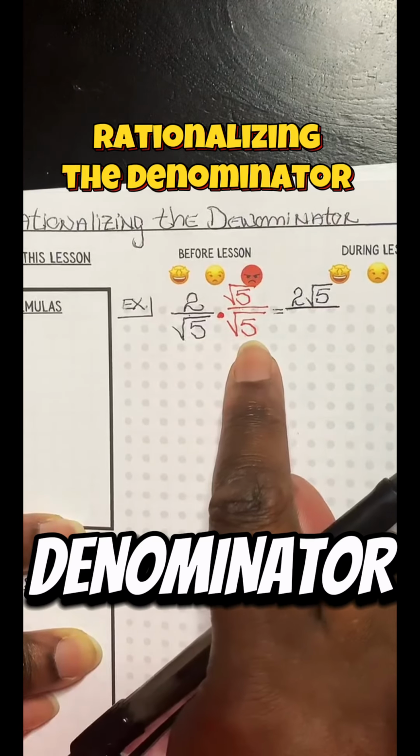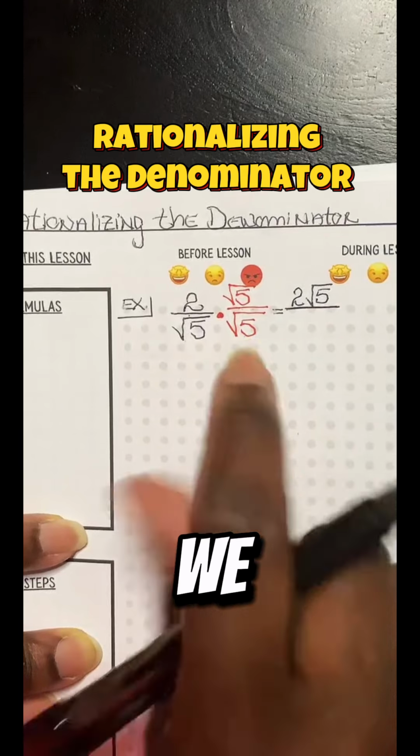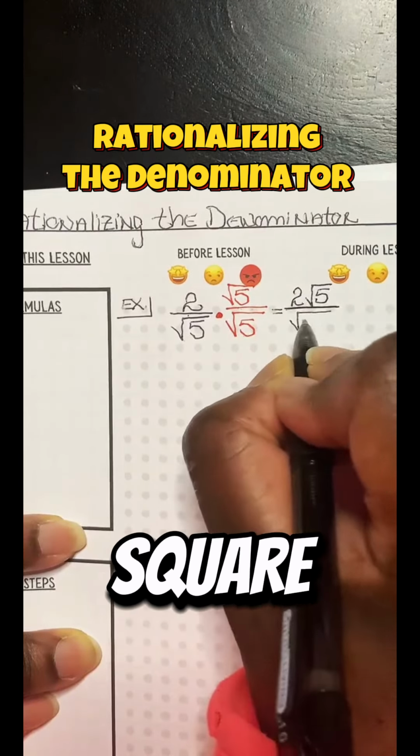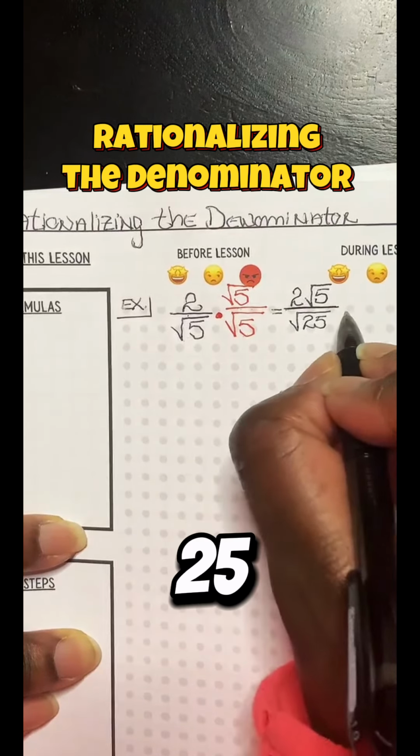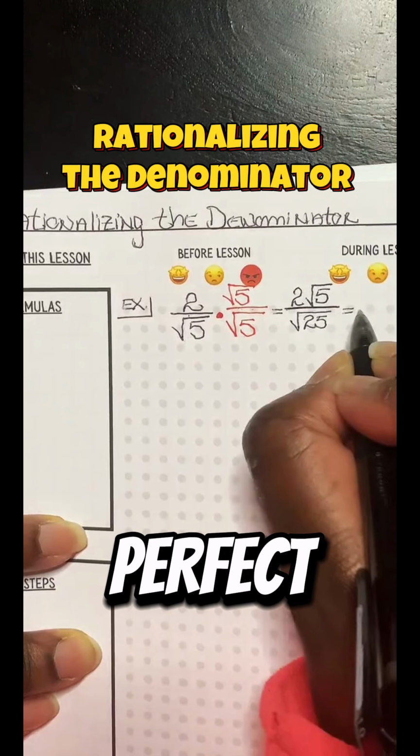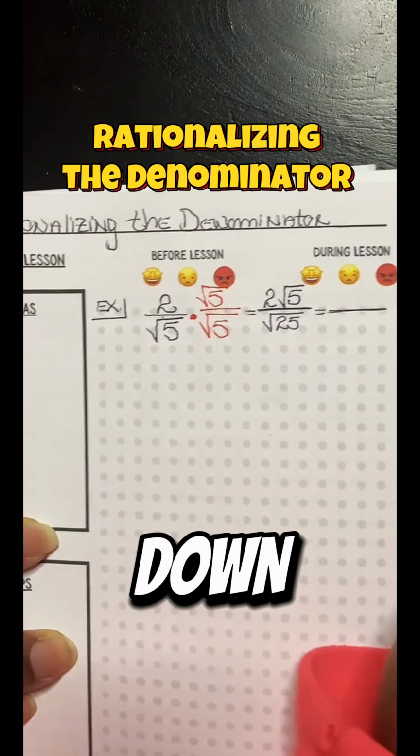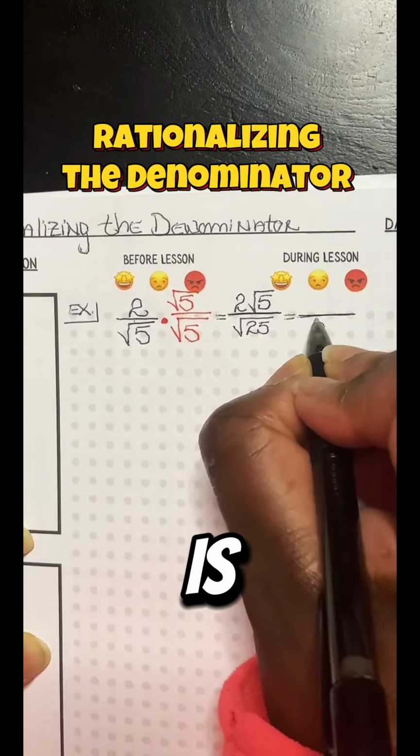In the denominator, though, this is a radical times a radical. So we can combine those through multiplication, which gives me the square root of 25. But the square root of 25, that's one of those perfect square roots, so that can be broken down. So the square root of 25 is 5.